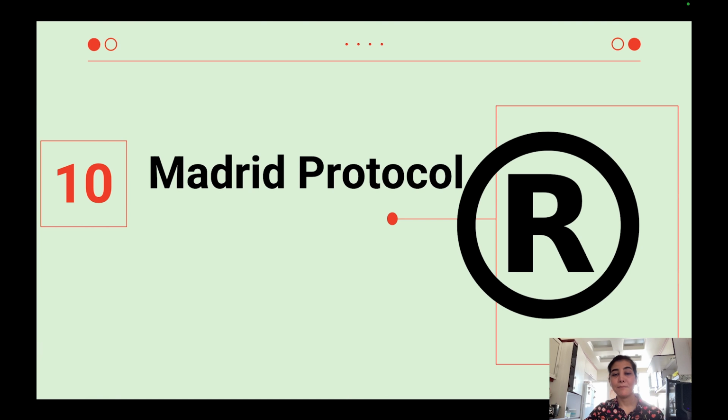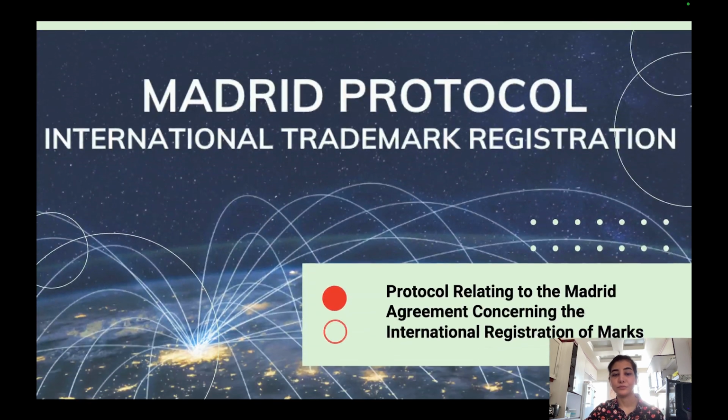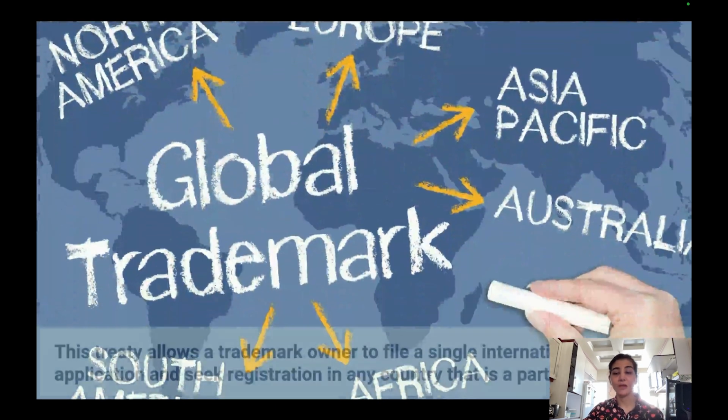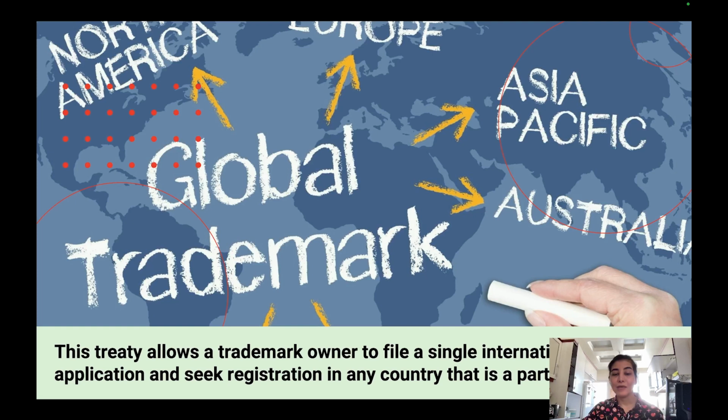Number ten, Madrid Protocol. The Madrid Protocol, whose full name is Protocol relating to the Madrid Agreement concerning the international registration of marks. This treaty allows a trademark owner to file a single international application and seek registration in any country that is a party to the treaty, without the need to go to each of these countries and file its application separately.